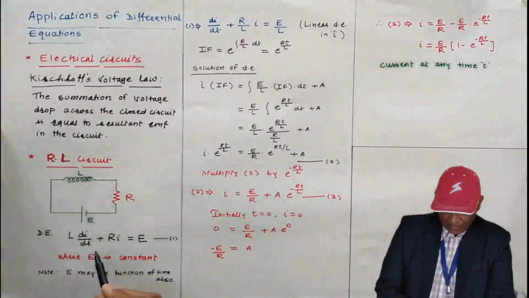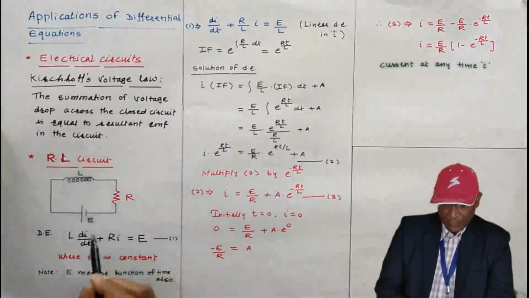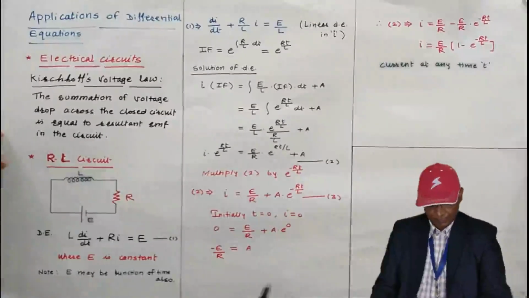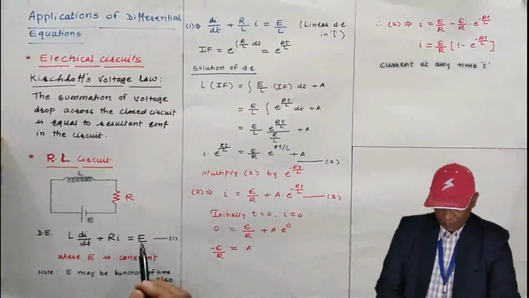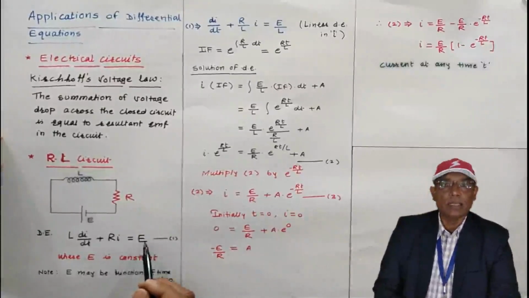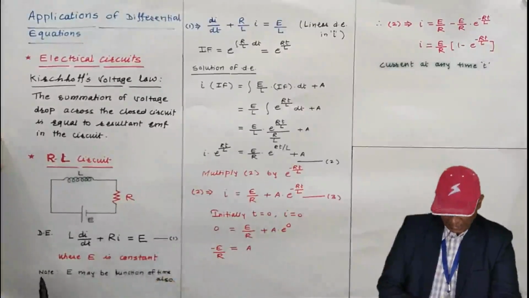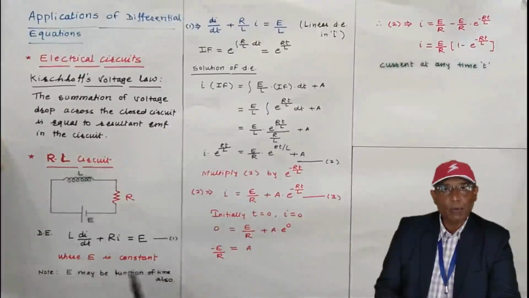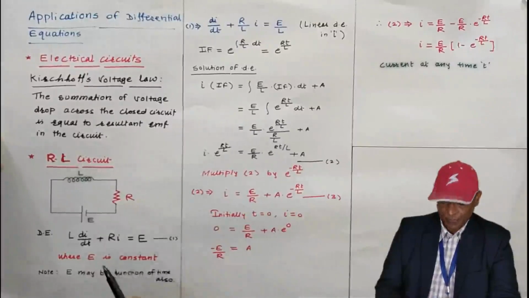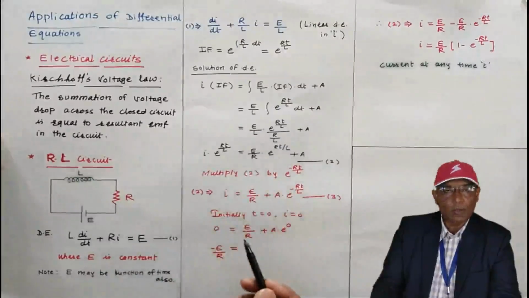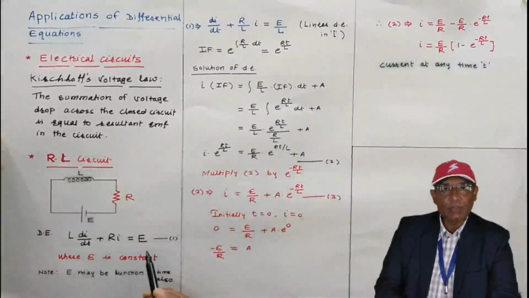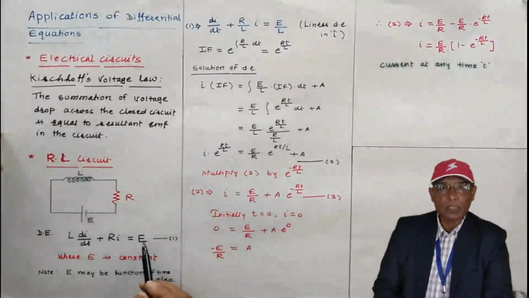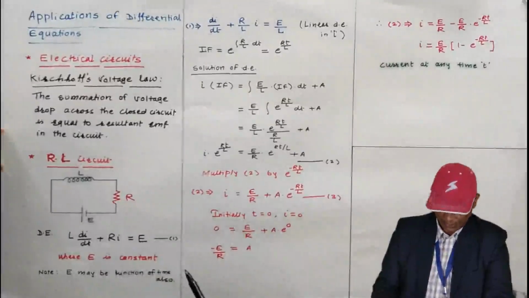L di by dt plus Ri equals E. This is a differential equation, and this differential equation we are going to solve now. Here I am going to take the constant voltage E. I have written a note also that this voltage may be a variable, maybe in terms of time also. But here we are going to solve this differential equation by taking E constant.